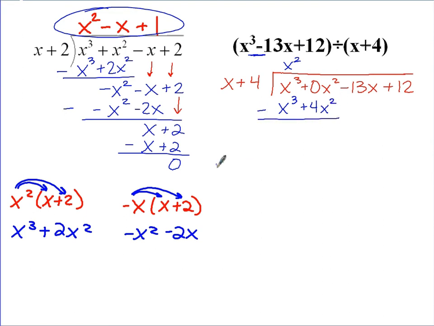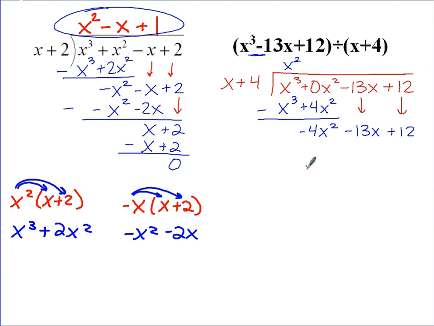And I'm going to subtract. X cubed minus x cubed is 0. 0x squared minus 4x squared is minus 4x squared. Then I'm going to go ahead and bring down this other stuff. So I've got negative 4x squared minus 13x plus 12.